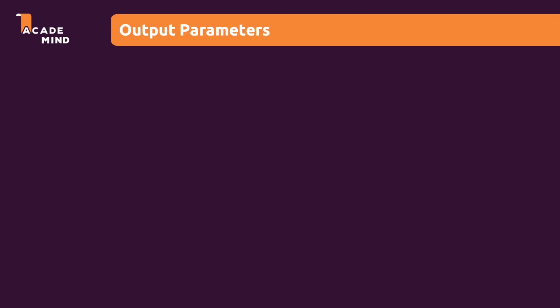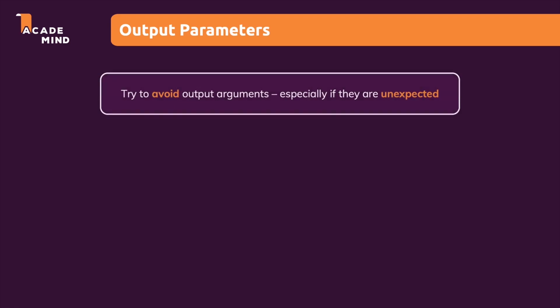Now, the number of parameters matter, but in addition, it's also the kind of parameters. And there's one specific kind of parameter which you absolutely want to avoid, and that would be the output parameter. Now, you should try to avoid output parameters or output arguments, especially if they are unexpected. And I have this second part here because in some cases, especially when working with certain third-party libraries or frameworks, you can't avoid them. But they should never be unexpected.